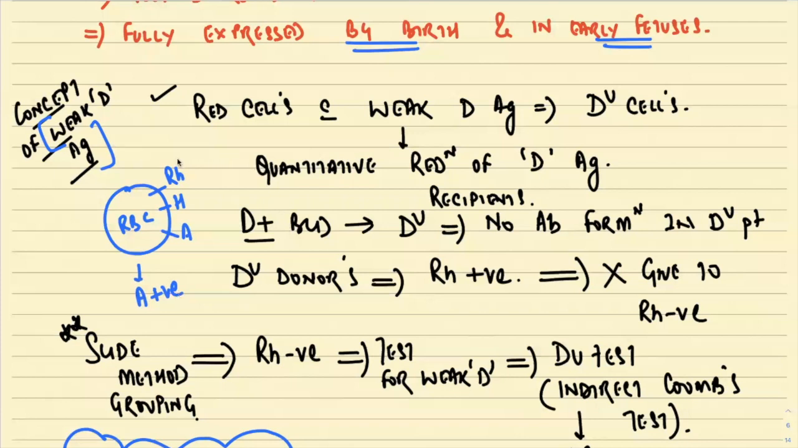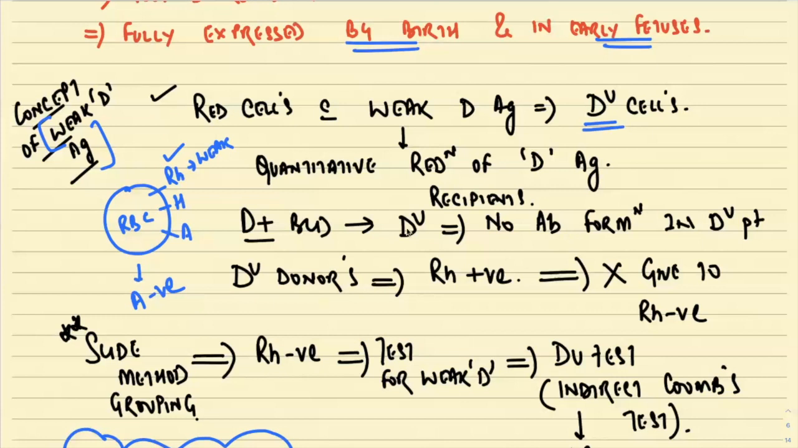Now, in some individuals, this RH becomes very, very weak. In that situation, when we carry out agglutination, this will come out to be A negative. Such RBCs with weak D antigen are called Du cells. There is a quantitative reduction in the amount of D antigen.